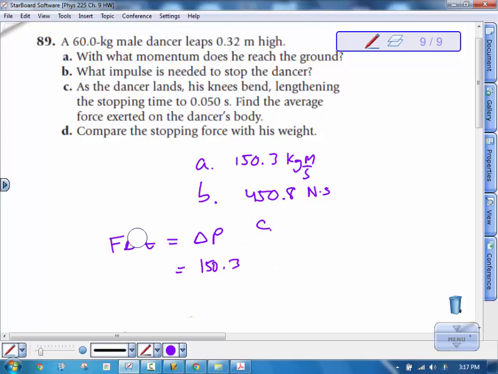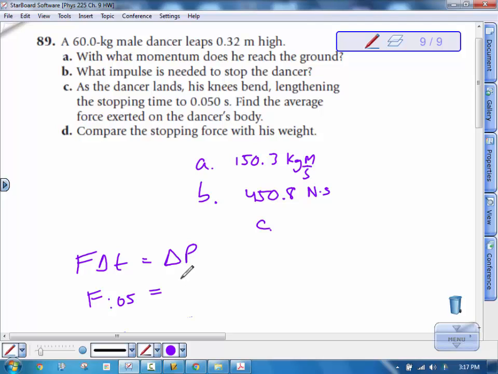Part C then, as the dancer lands, he bends his knees. Find the average force. It takes him 0.05 seconds to stop, so we're using the same equation. We know the change of momentum, or we know the impulse. So if we know the time is 0.05, and the change of momentum is 450.8, we can divide both sides by 0.05. That gives us 9,015.8 newtons is the force.